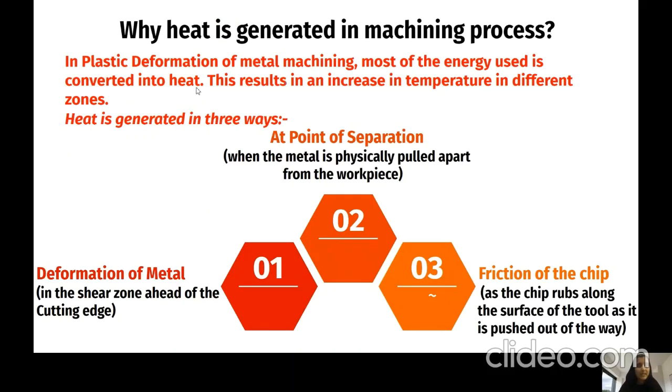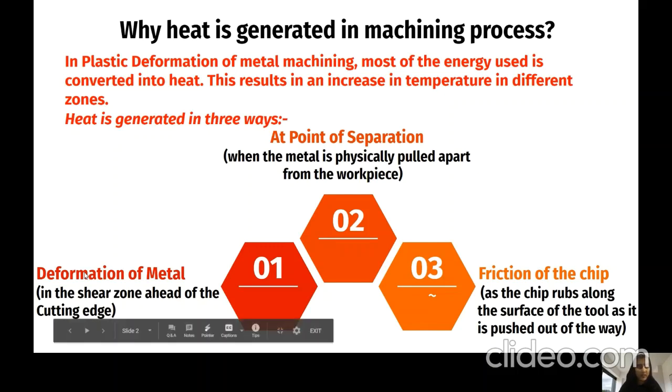In plastic deformation of metal machining, most of the energy which is utilized in the cutting process is converted into heat. This heat energy in turn results in an increase in temperature in different zones. Now, what are the different ways in which this heat is being generated? Let us look into it.